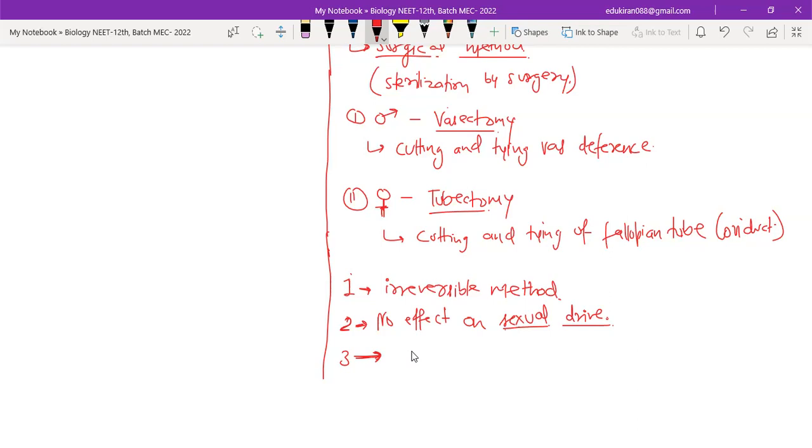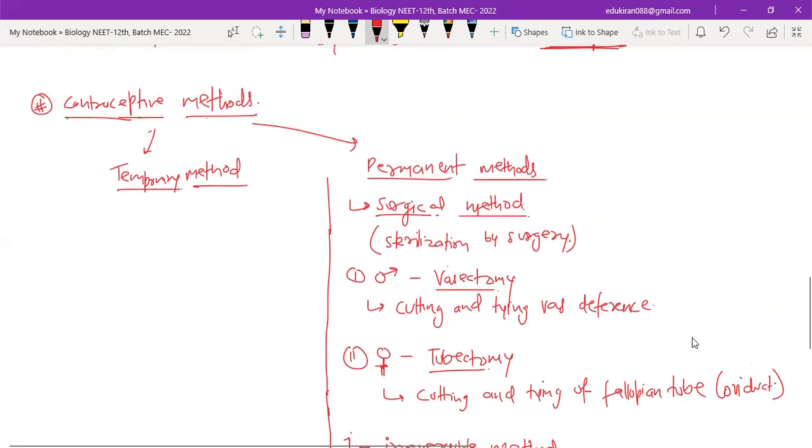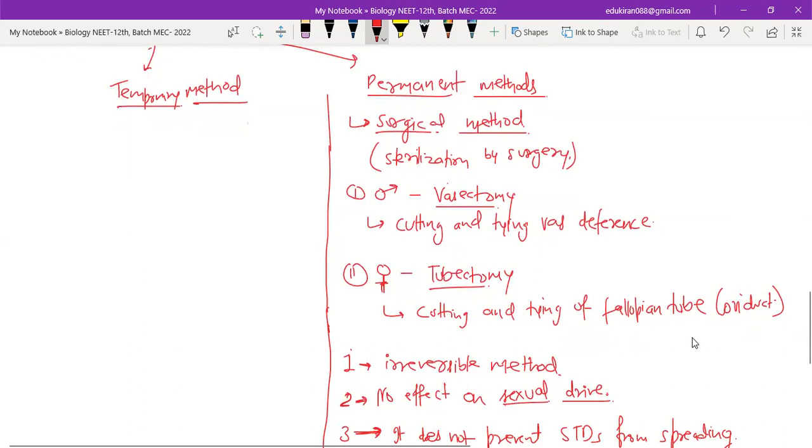Now, same is the case for females, right? Yes, sir. Right. So write down: it does not prevent STDs from spreading. It just prevents pregnancy and fertilization. Is it clear, everyone? Yes.